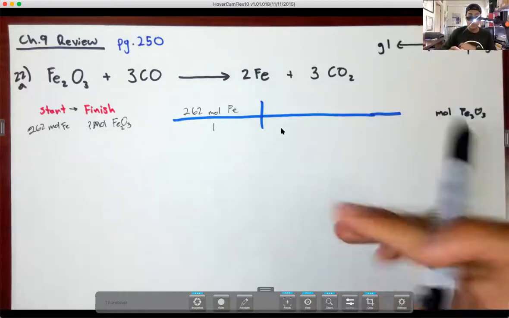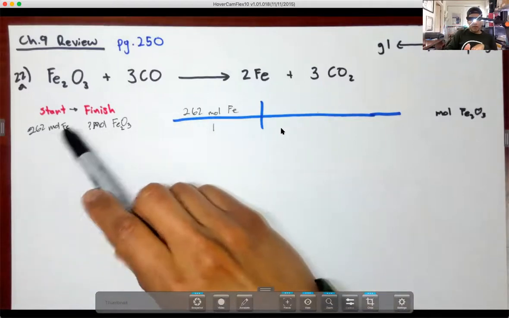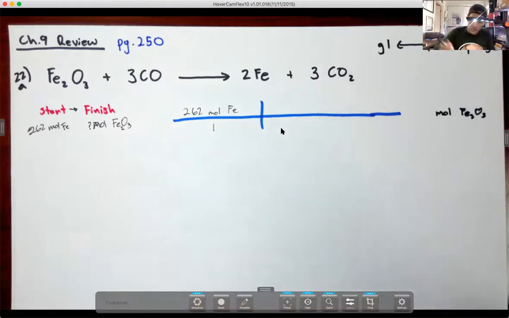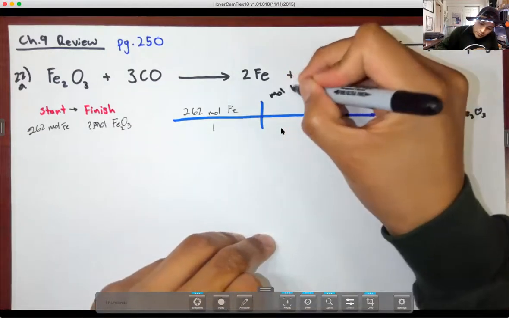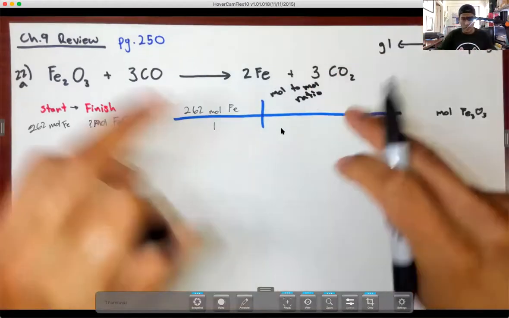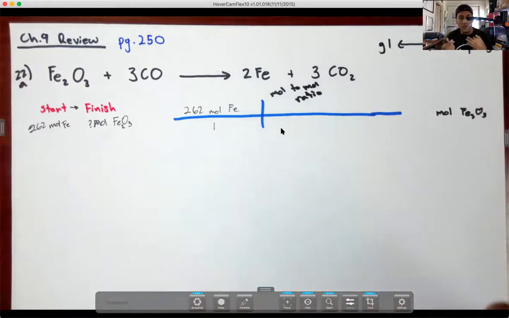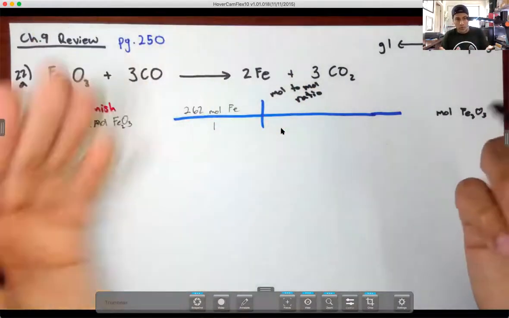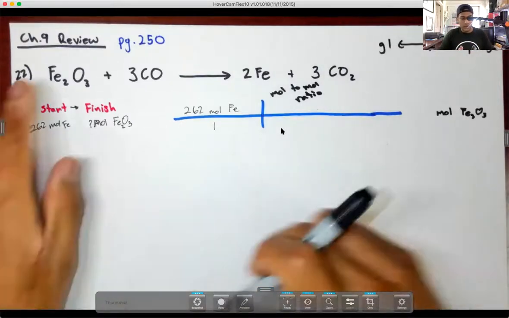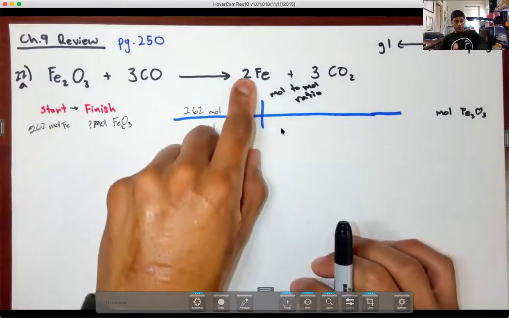All right, so we want to go from moles of this, moles of iron, to moles of this. We're going to need to use the mole-to-mole ratio. How do we find the mole-to-mole ratio? We just have to look at the chemical equation, okay? Basically, how many moles of iron are produced per mole of Fe2O3? We have 1 mole of Fe2O3 and 2 moles of iron, okay?